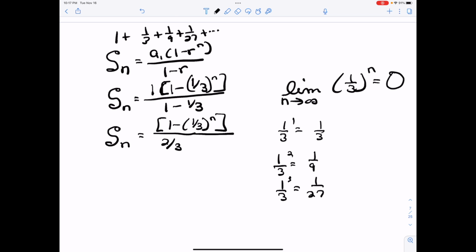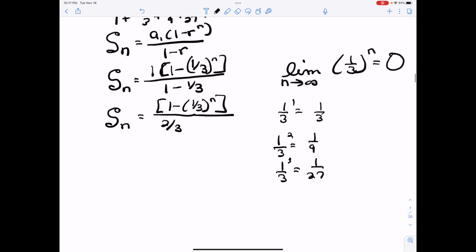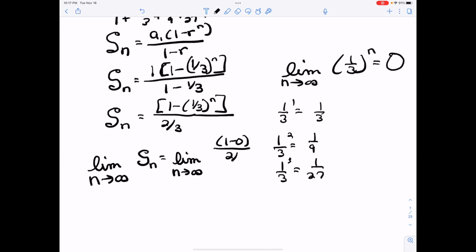So we can use this and translate it to finding, what if this was infinite? What if we wanted to do the limit as n approaches infinity of S sub n? So that's going to be the limit as n approaches infinity of what we have going on here. Well, up top, you've got 1 minus 0. On the bottom, you still have 2/3.